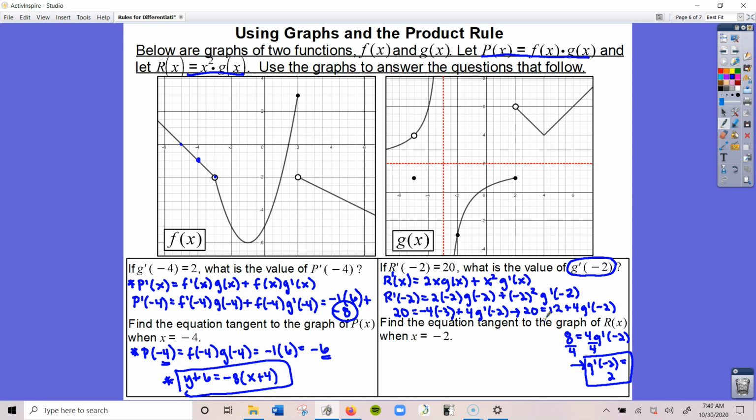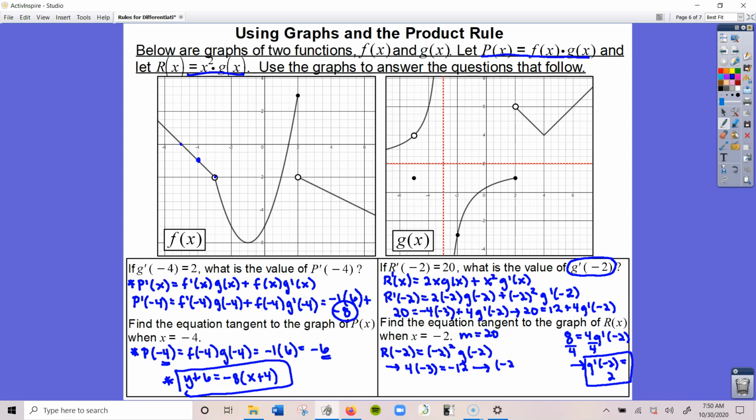To find the equation of the tangent line to the graph of r of x when x is equal to negative 2, we already know r prime of negative 2, which is 20. This is my slope. So I'm just going to make a note here. But what I need is r of negative 2. I need the point of tangency. So I'm going to plug it into my equation for r, which is x squared times g of x. So negative 2 squared times g of negative 2. Negative 2 squared is 4, and g of negative 2, as we already saw, was negative 3. So we get r of negative 2 is equal to negative 12.